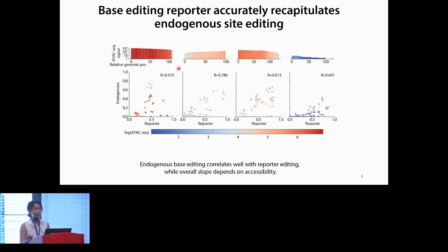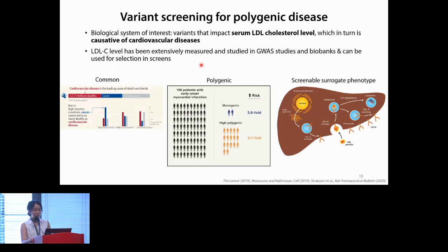So, okay, we now know that we can use the reporter to read out the endogenous editing outcome, and also it will be scaled by accessibility. How can we use this new layer of information to tackle our original question about how to better identify what is the impactful variant for a given phenotype? And I want to provide our study as a demonstration of this base editing reporter framework.